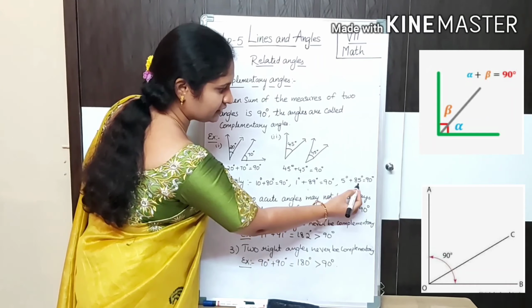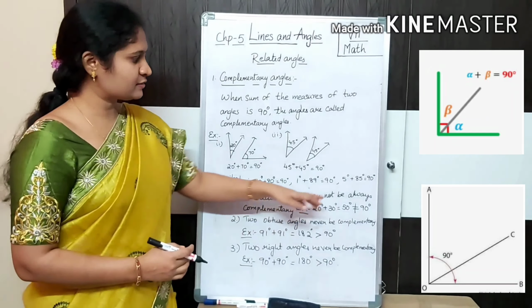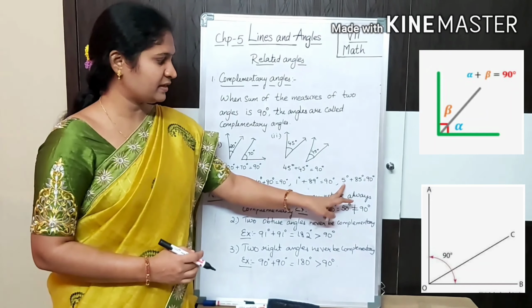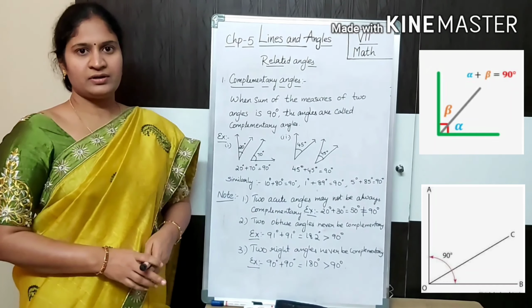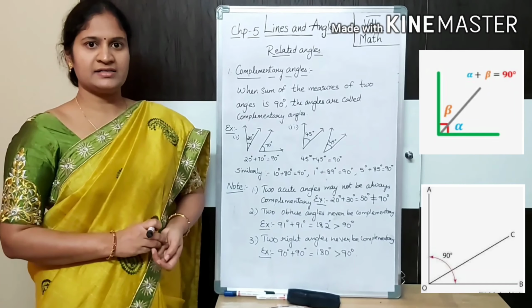Here 5 and 85 degrees are called complementary angles. 5 degrees is the complementary angle to 85 degrees, and 85 degrees is the complementary angle to 5 degrees. Now you will have a question here. When can two acute angles be complementary angles, and two obtuse angles be complementary angles, and two right angles be complementary angles?